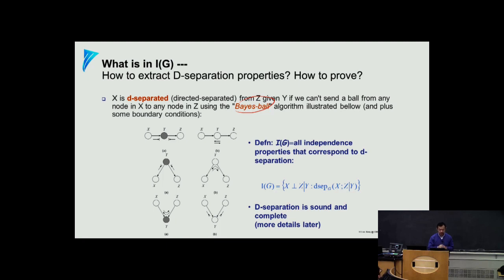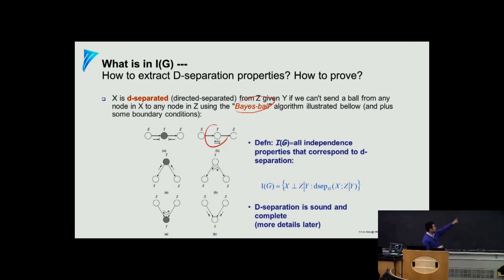If Y is in the middle of the path, right in the middle between the two sets of interest, you will follow the following. If Y is observed, then your ball will bounce right back from Y. Therefore, you cannot pass. If Y is not observed, you pass it as if it doesn't exist. Okay, that's one rule. And the second rule is if Y is a common ancestor of the two nodes, then again, if it is observed, it's shaded, you bounce back, otherwise you pass.